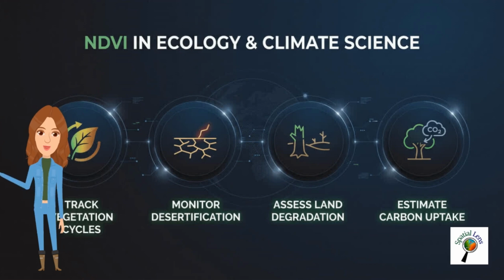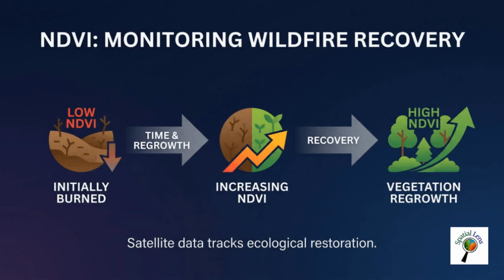NDVI is also useful in ecology and climate science. Researchers use it to study seasonal vegetation cycles, desertification, land degradation, and carbon uptake. Even wildfire recovery can be monitored using NDVI. Burned areas show low NDVI initially. As vegetation regrows, NDVI gradually increases.